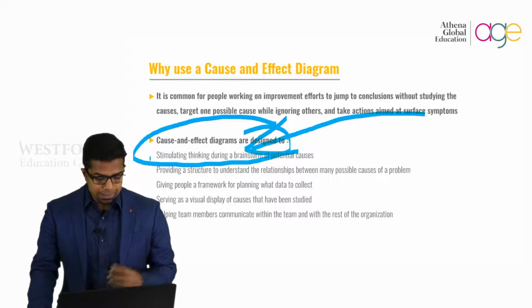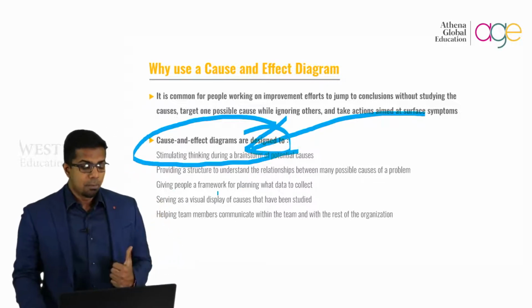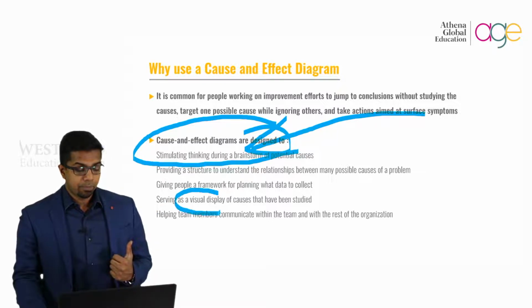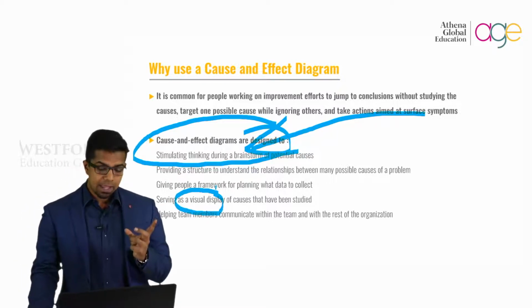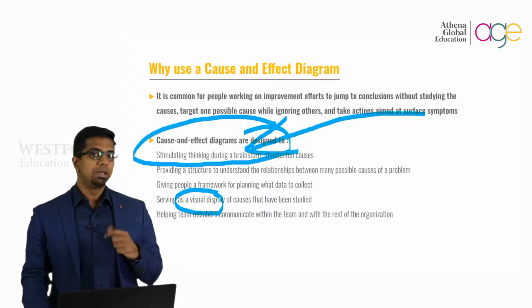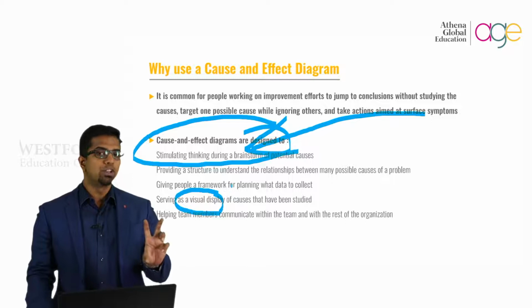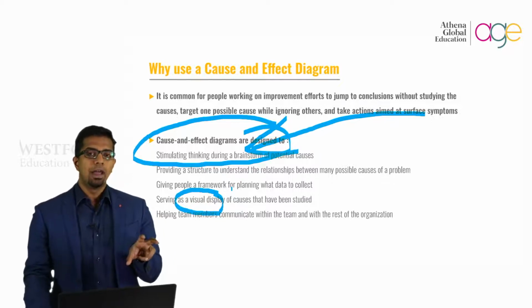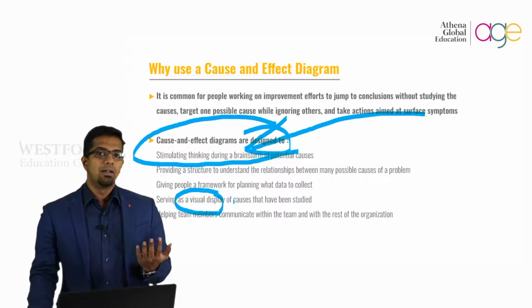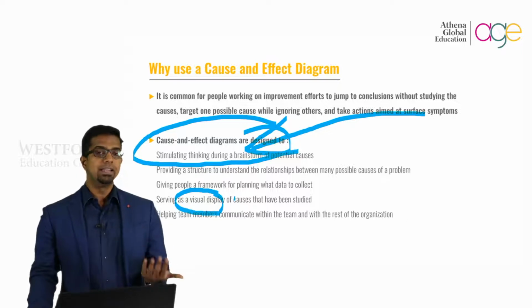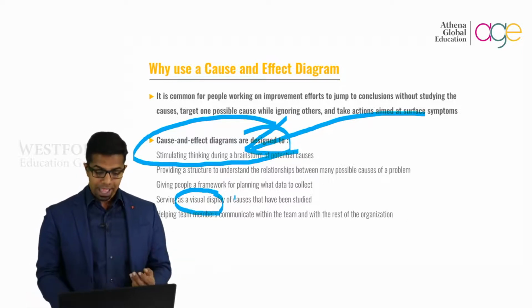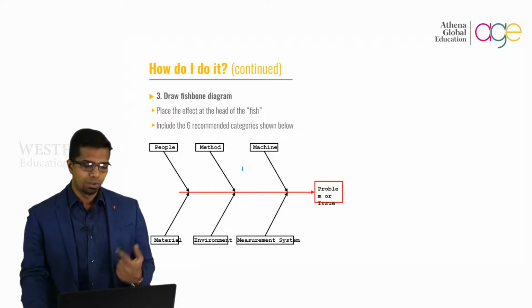So if you look at the fourth point here, it serves as a visual display of causes that have been studied. What that helps us understand is that you create a visual display of the problem itself, and that leads us to the cause and effect. Now this is the fishbone itself.